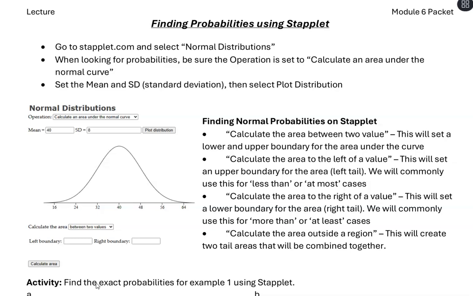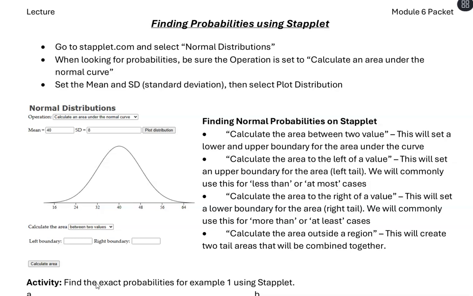So while the empirical rule is good for getting an idea of how the areas are distributed under the curve, it really is just for estimates. So we're not getting exact values there, and that's where we're going to go to technology to help us out.